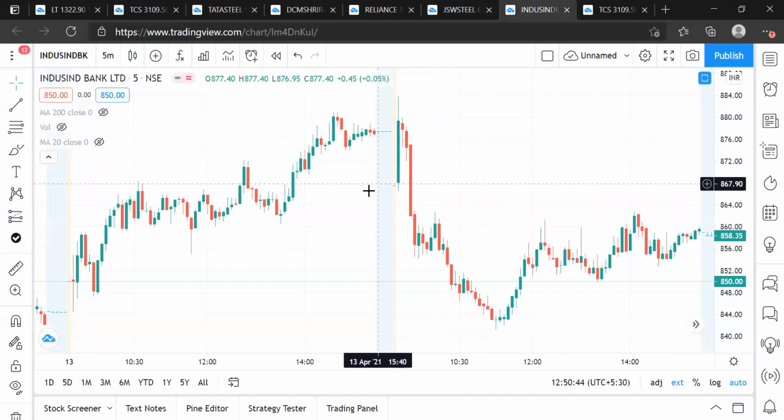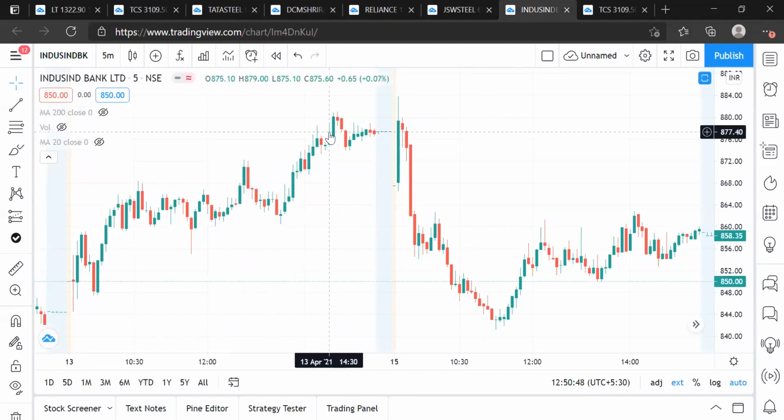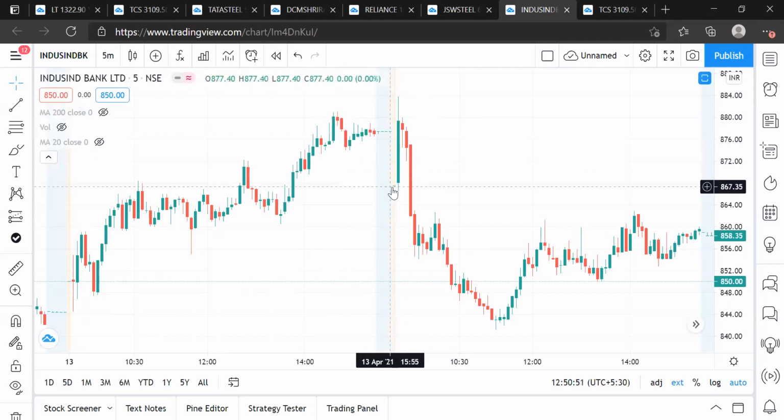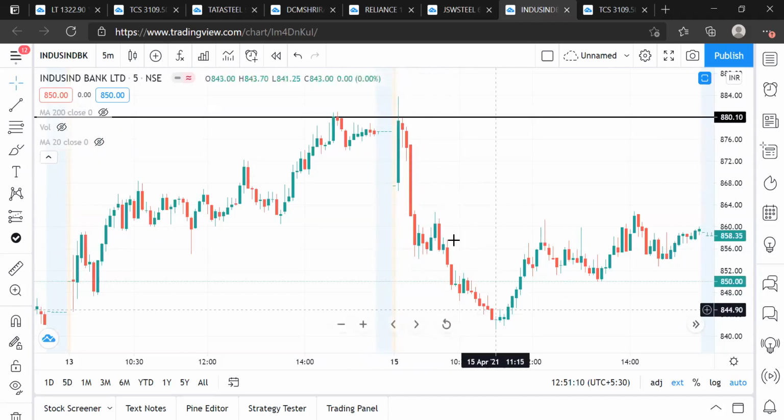Last example of IndusInd Bank. First condition, rally during the previous day. First condition gets fulfilled. Second condition, price opens lower on the next day, and once it gets close to the previous day's high, it faces resistance over here. We have these red bars, we sell with a stop loss above the high, and the stock started to decline very sharply.